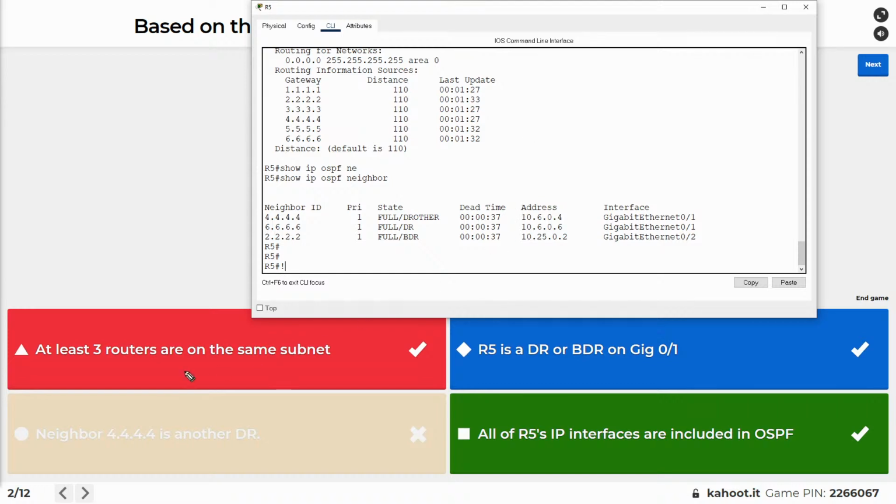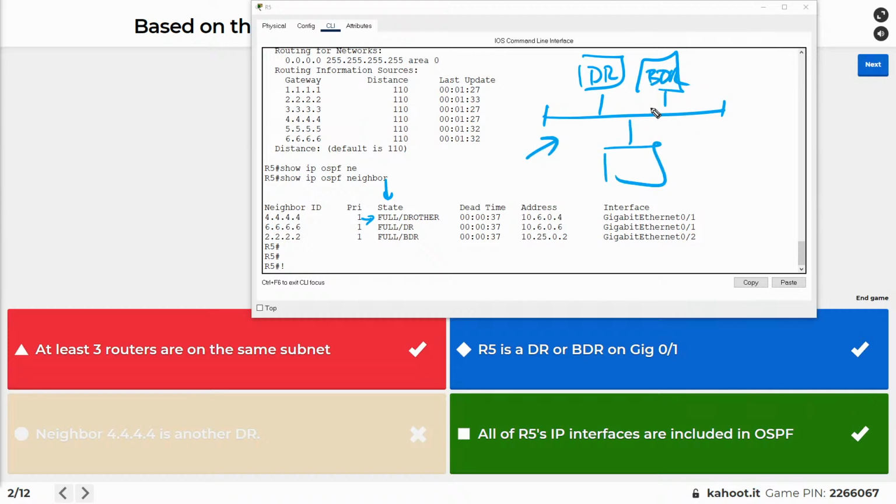All right. So at least 3 routers are on the same subnet. The reason that's true for at least one of these is because here we have a full DR other relationship. The first one states the adjacency type, and then the second one shows the state or the role of the other one. On a multi-network segment, one guy is going to be the designated router, one guy is going to be the backup designated router, and everybody else for that one network segment, I'm talking right here, is not going to be a DR, it's not going to be a BDR, it's going to be a DR other.